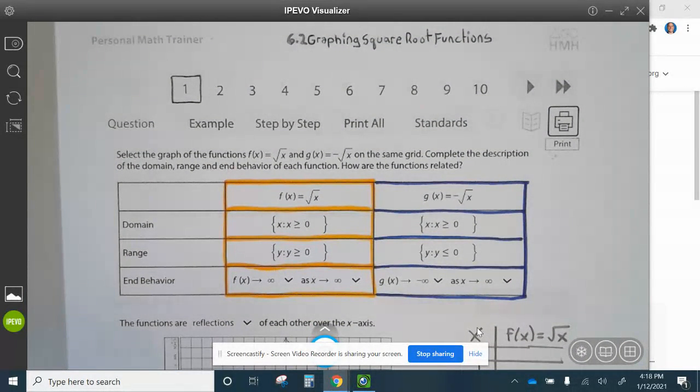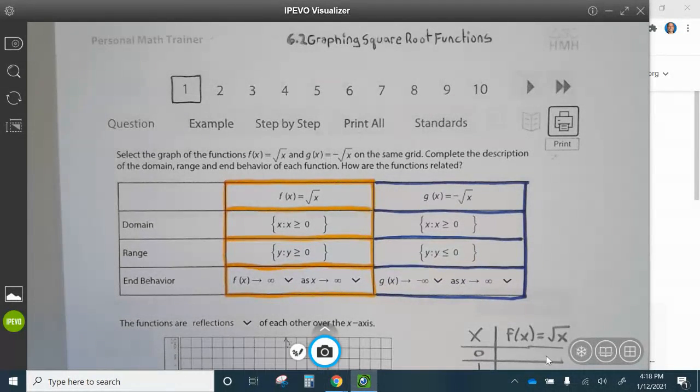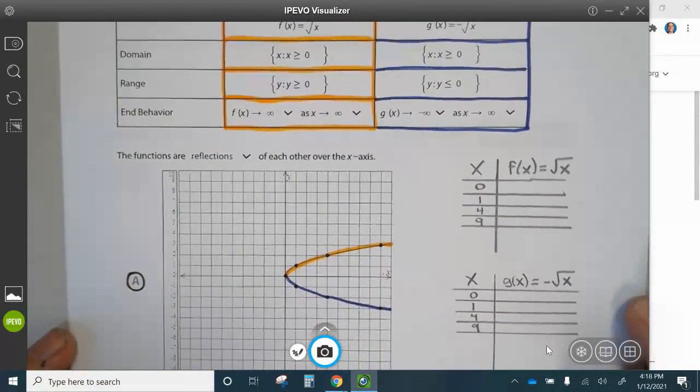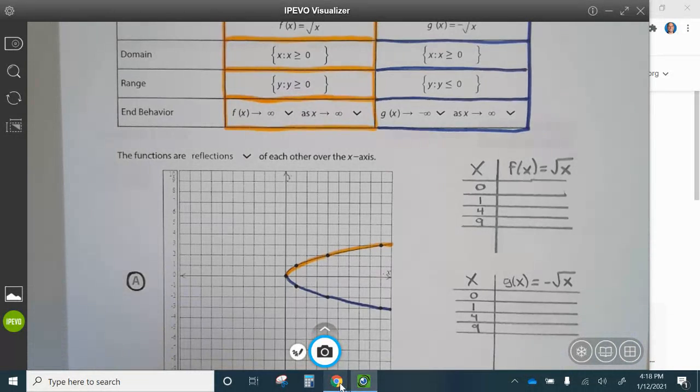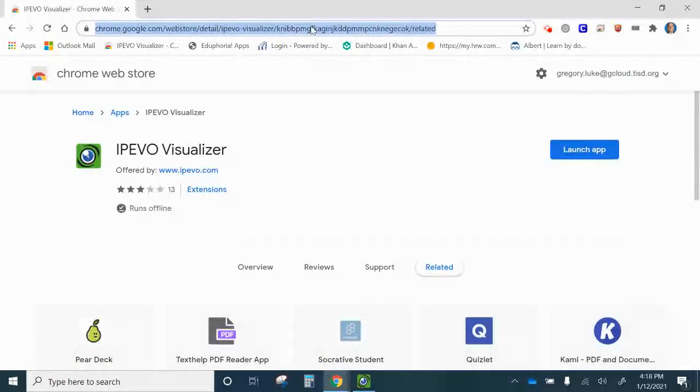Select the graph of the function f of x equals the square root of x and g of x equals negative square root of x on the same grid. Complete the description of the domain and range and the end behavior of each function. How are the functions related? Okay, so let's look at f of x equals the square root of x. We can do that using the Desmos graphing table.